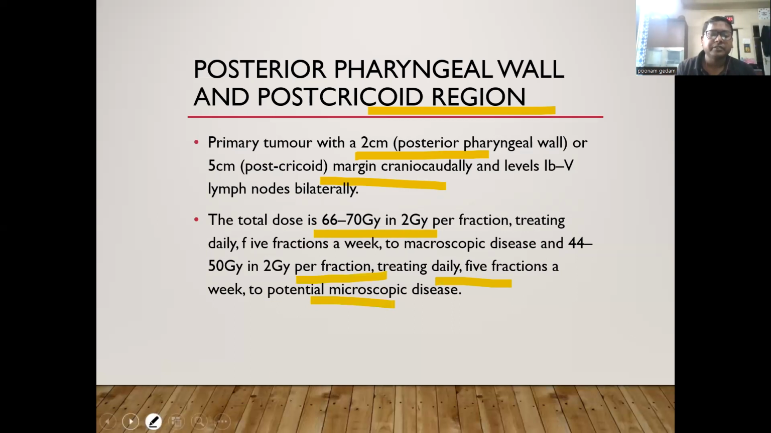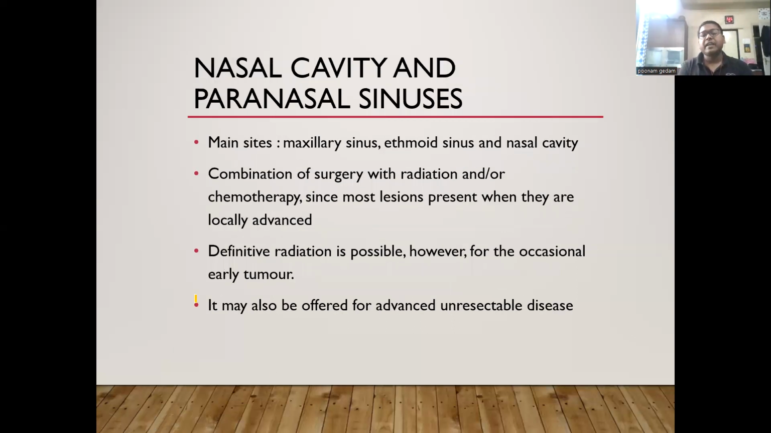Nasal cavity and paranasal sinuses. The main sites are the maxillary sinus, ethmoid sinus, and nasal cavity. Treatment is a combination of surgery with radiation or chemotherapy, since most lesions present when they are locally advanced. Definitive radiation is possible for the occasional early tumor. It may also be offered for advanced unresected disease.